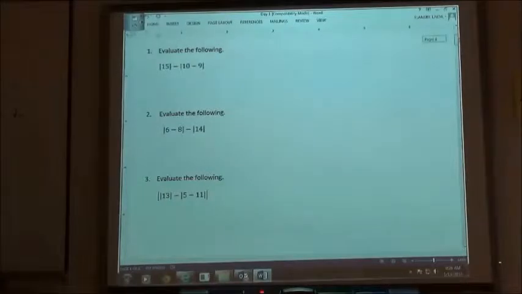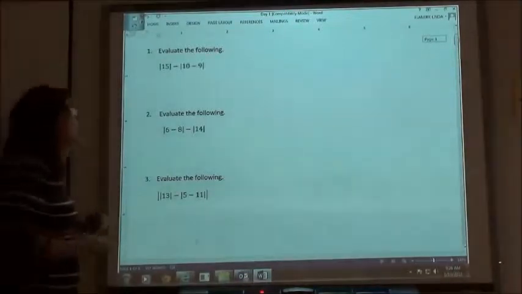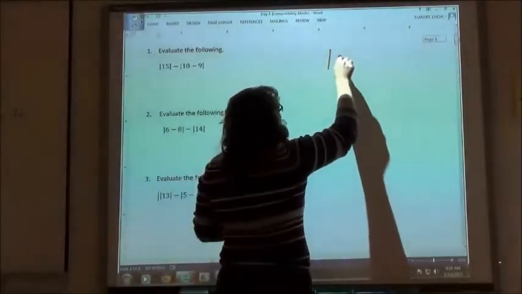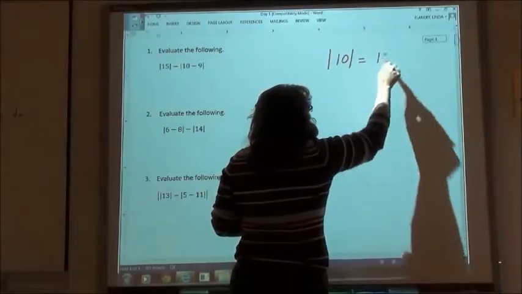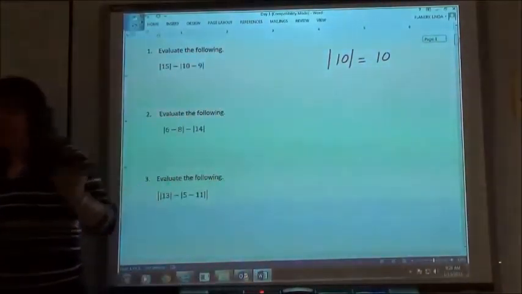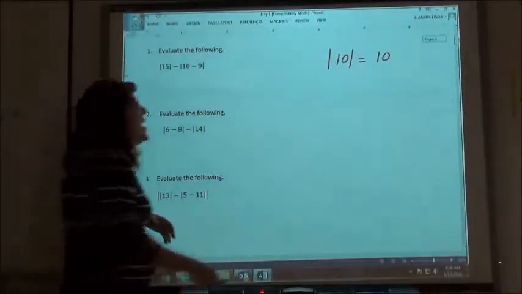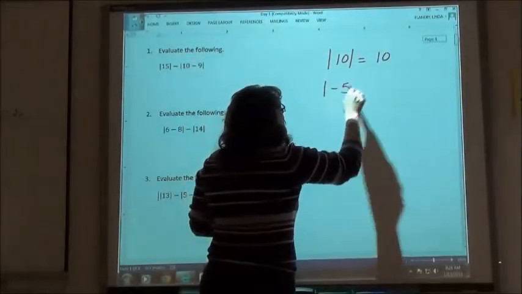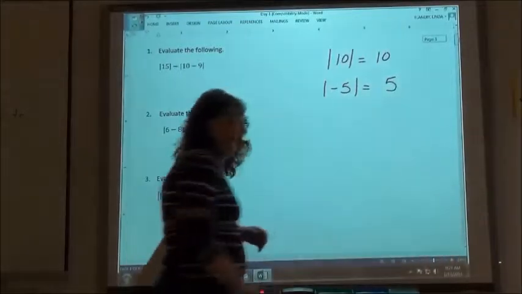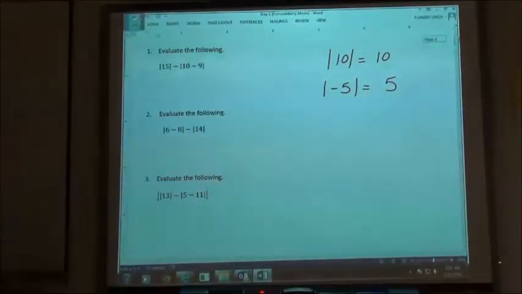So to remind you about absolute value, technically the definition of absolute value is the distance of the number from 0 on the number line. So if I ask you what's the absolute value of 10, it's going to be 10 because 10 is 10 places from 0 on the number line. If I ask you what's the absolute value of -5, it's going to be 5 because -5 is 5 places from 0 on the number line. So most people just think about absolute values and say, oh, it makes my numbers positive. Because it's a distance, it has to be a positive number.